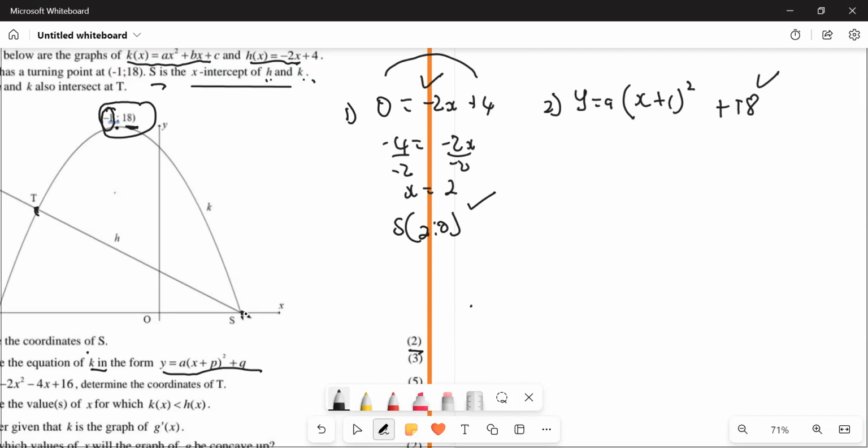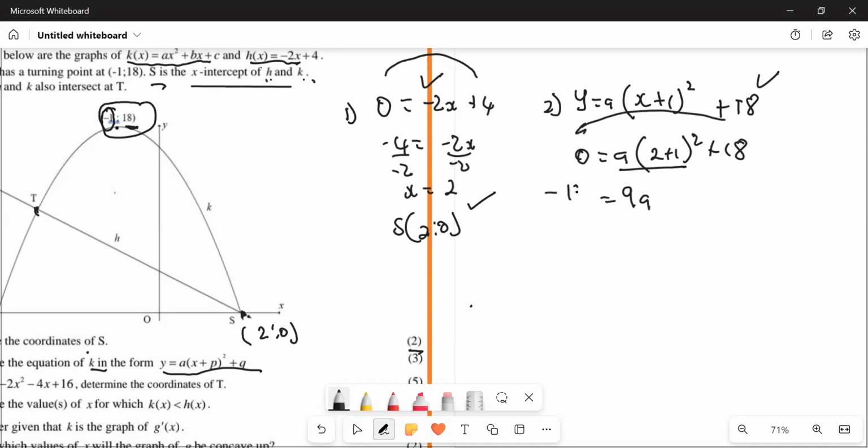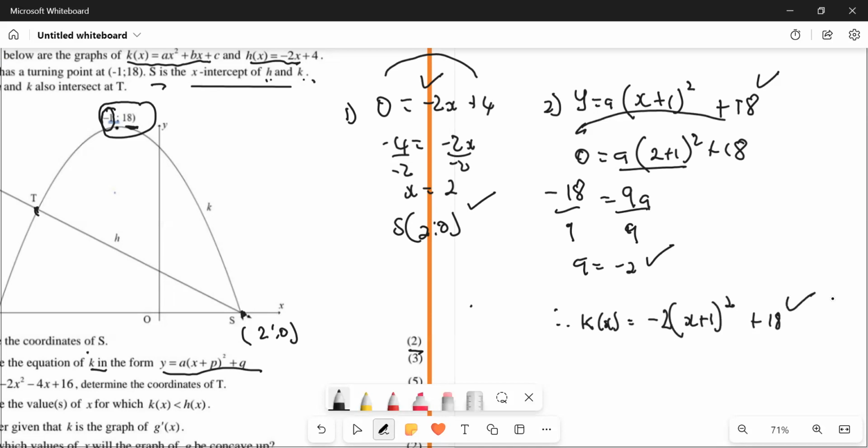Number 2, there is this point S. Point S is (2, 0), so you are going to substitute 2 and 0. Here you say 0 equals a, open bracket, 2 plus 1, all squared, plus 18. If you type this in your calculator, it gives you 9a plus 18. You take the 18 to the other side, it gives you -18. You divide by 9, you divide by 9, a is going to be equal to -2. We give you another mark here. Therefore, the equation of k of x is given as -2 open bracket x plus 1 squared plus 18. 3 marks.